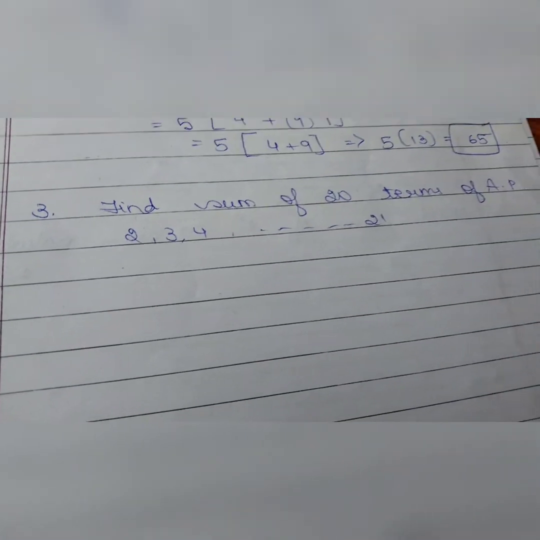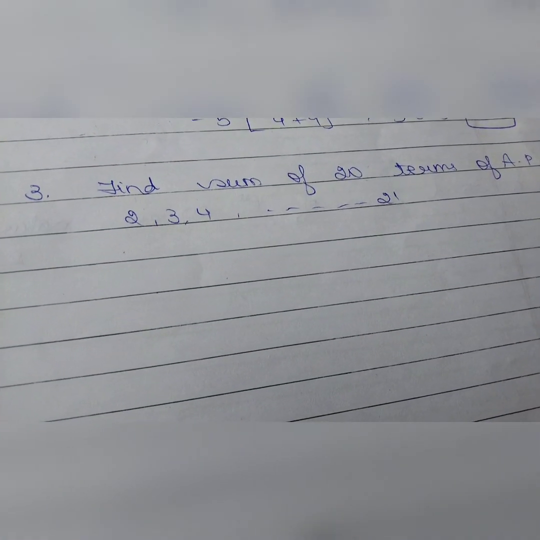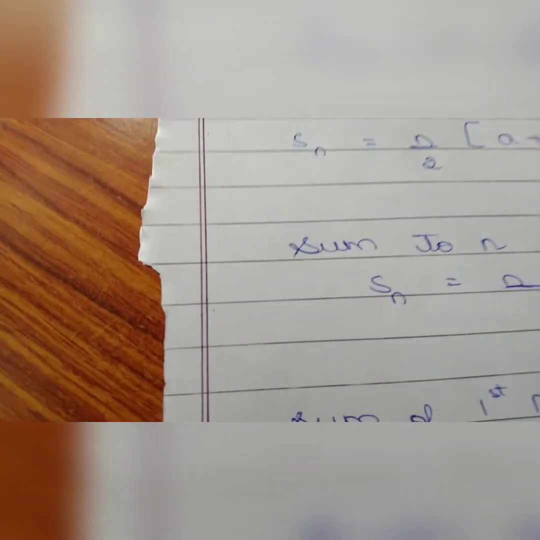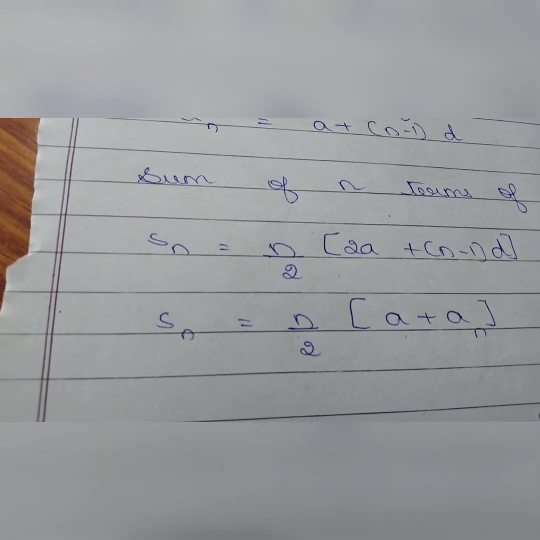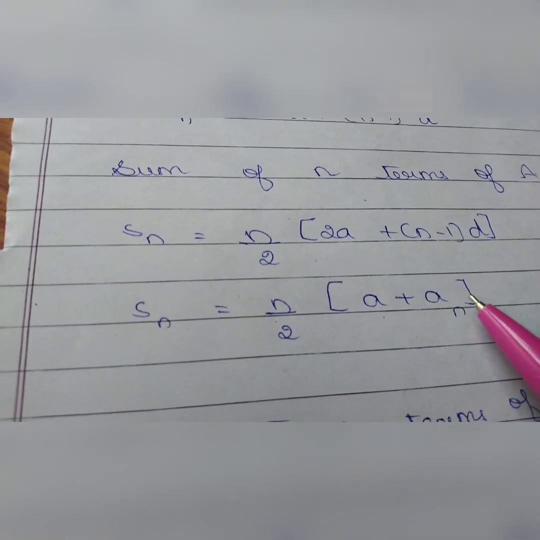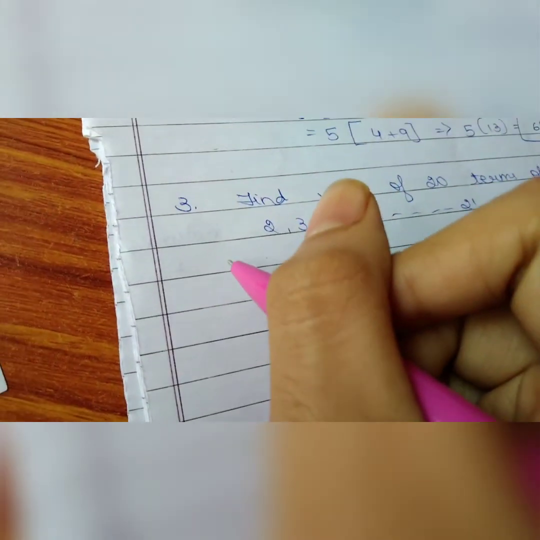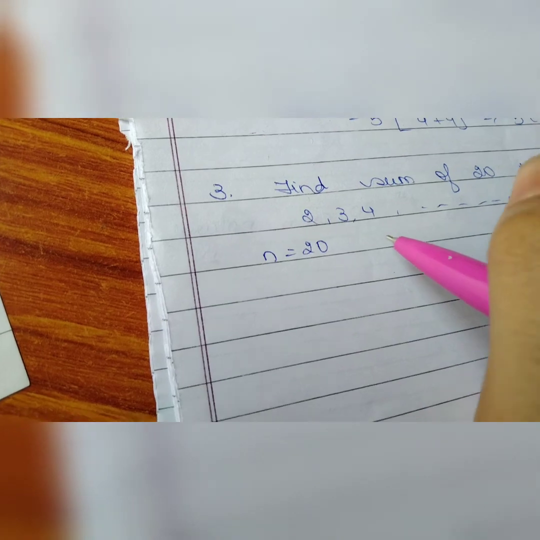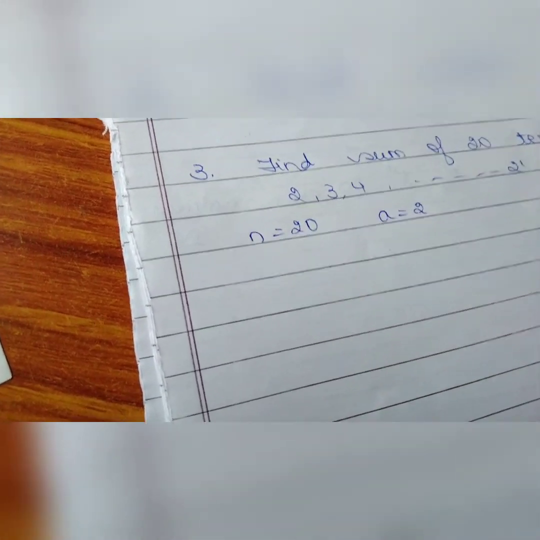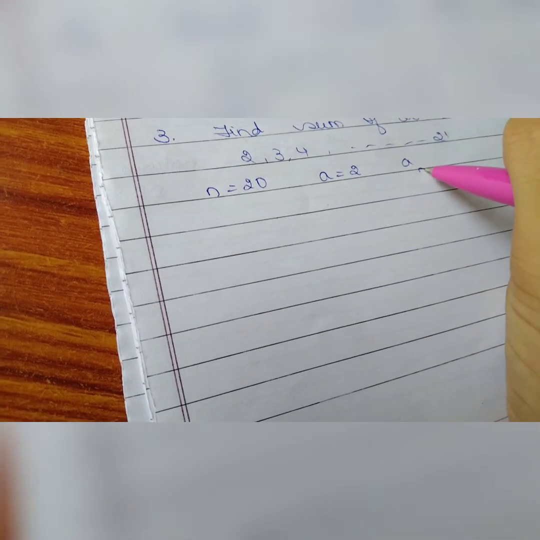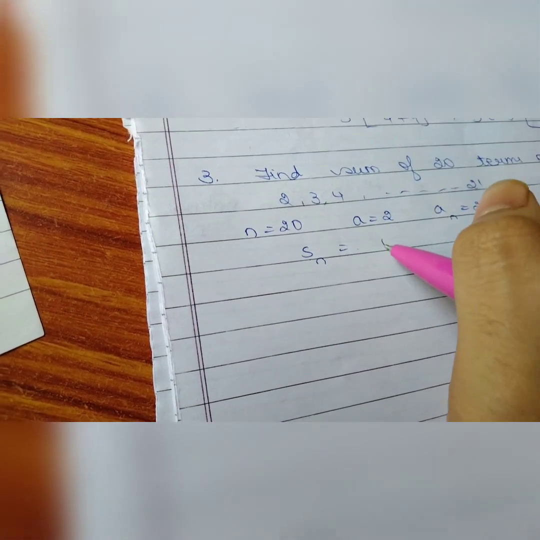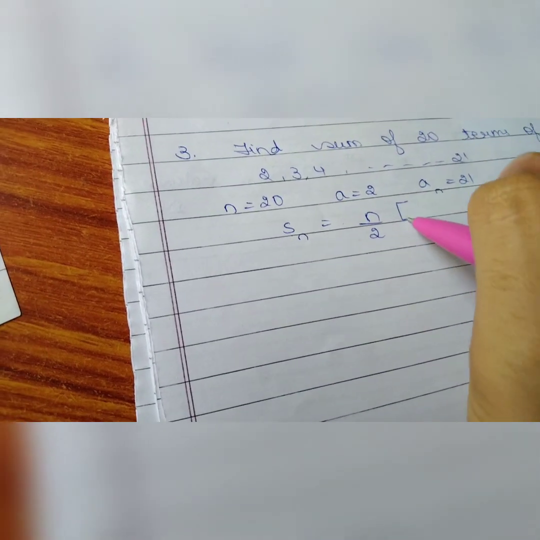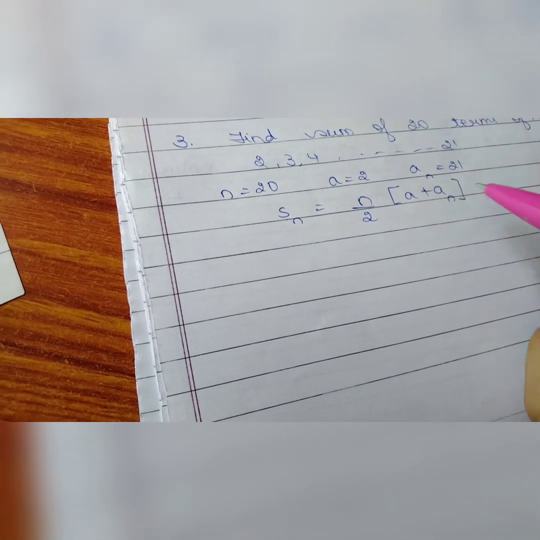Find sum of 20 terms of AP 2, 3, 4, up to the last term 21. Here we can use either of these formulas. As we know the first term and the last term, we shall use this formula. So n is 20, a is 2, d is not needed, an equals 21. Sn equals n by 2 into (a plus an).